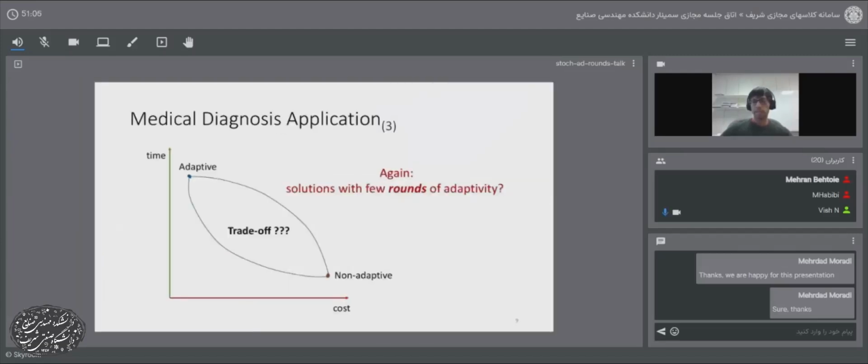So we have exactly the same question here. We have 2 types of solutions, adaptive and non-adaptive. They have different behavior in terms of the objective value and the implementation time. And we would like to identify other solutions that trade off between these 2 extremes.